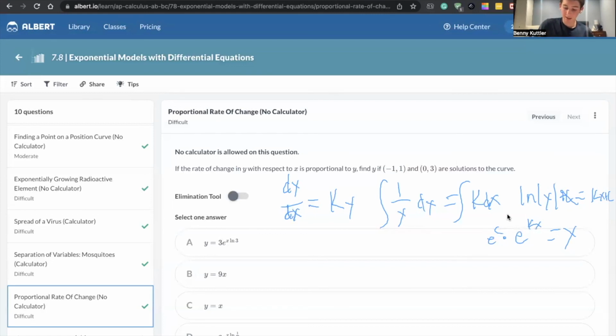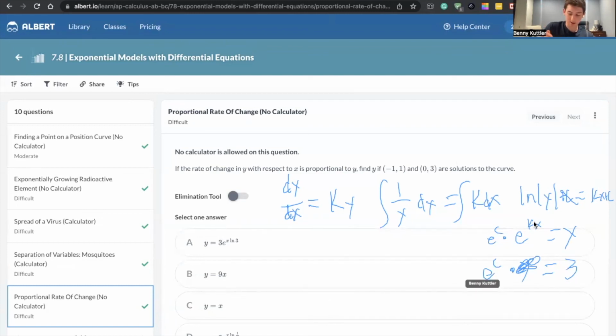Now, k times x, when x is 0 in this initial condition, this k just disappears, because 0 times something is 0. So we have e to the c times e to the 0, which is 1. So we can just ignore it because we're multiplying by it, equals y is 3. So we'll write that. Then take the ln.